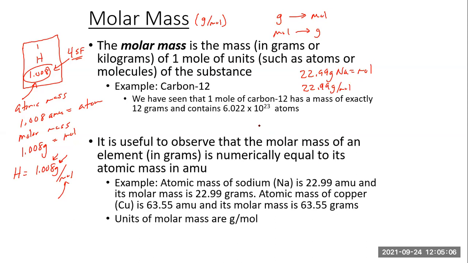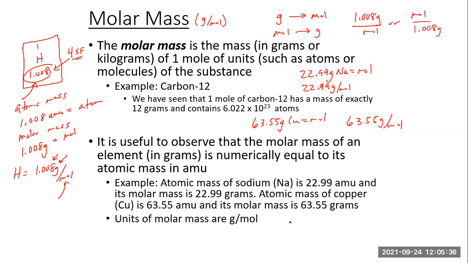We could say the same thing for copper. There are 63.55 grams of copper per mole, or the molar mass of copper is 63.55 grams per mole. We could use the molar mass as a conversion factor. So for example, for hydrogen, we could use it as 1.008 grams per mole up on top, or we could flip it around and do a mole up on top and 1.008 grams.